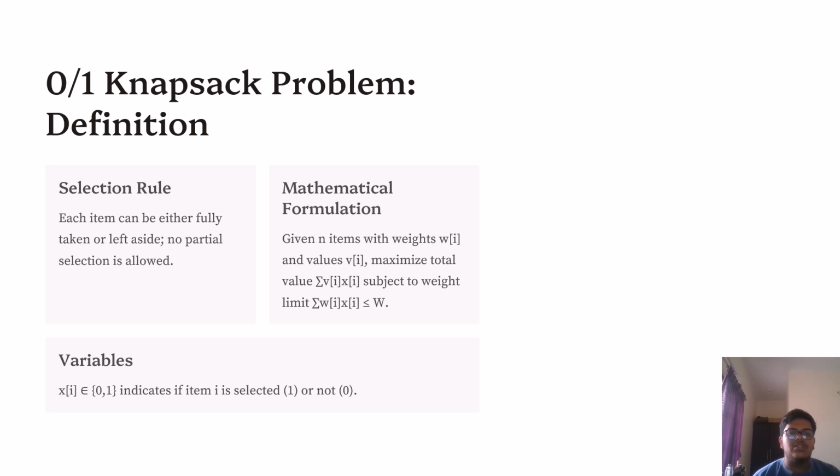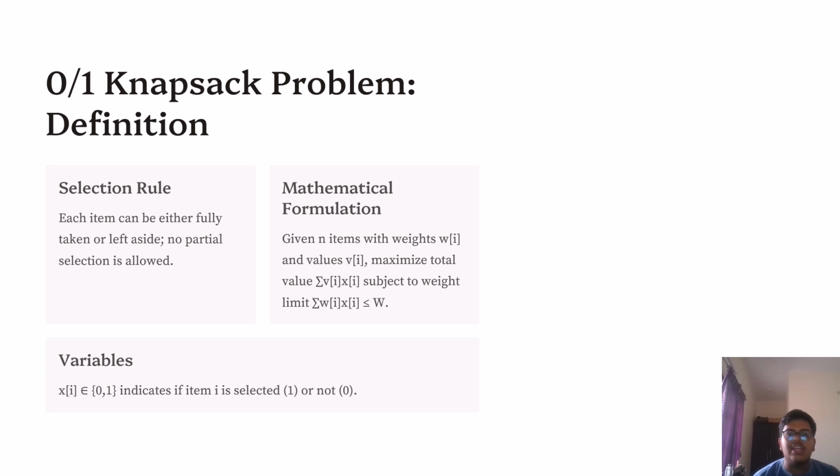Knapsack problem definition. Selection rules. Each item can be either fully taken or left aside. No partial selection is allowed, which means the item should be taken fully, but we cannot take partial items, so that it cannot be taken in the knapsack problem.